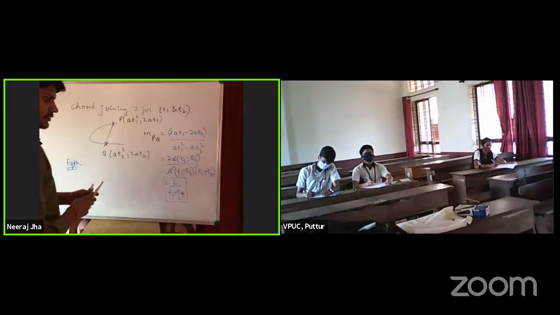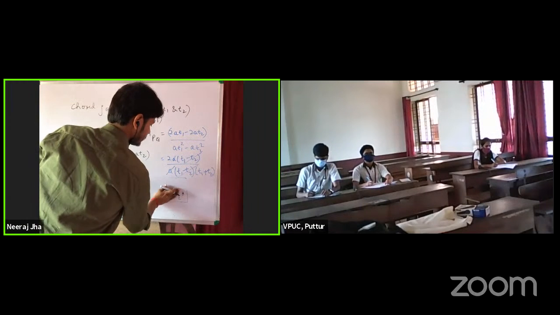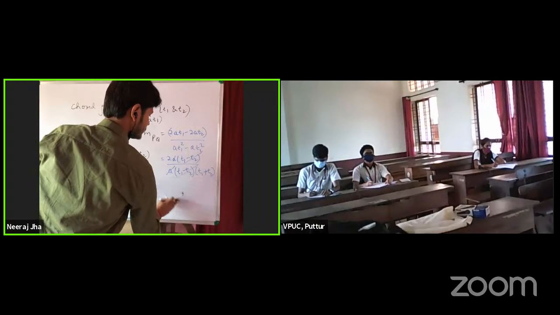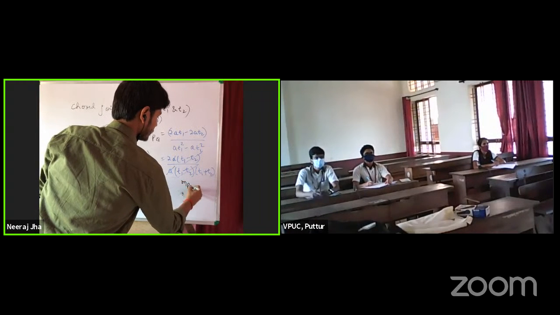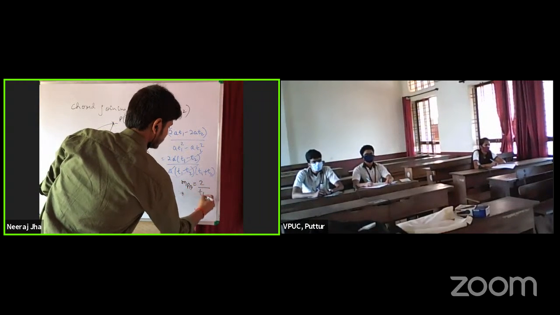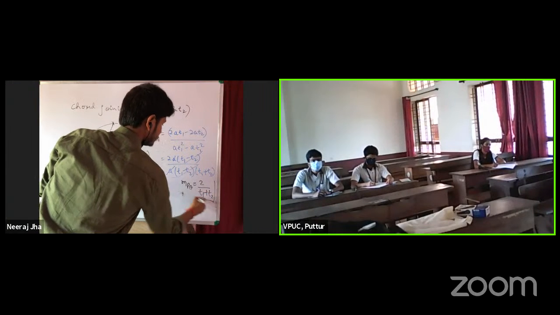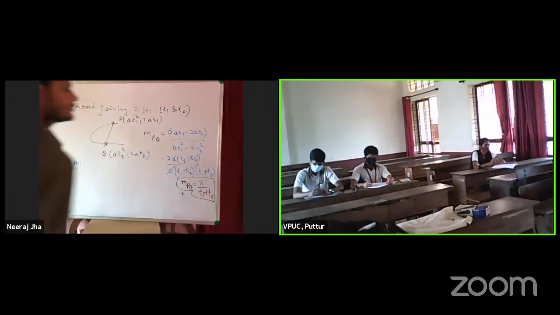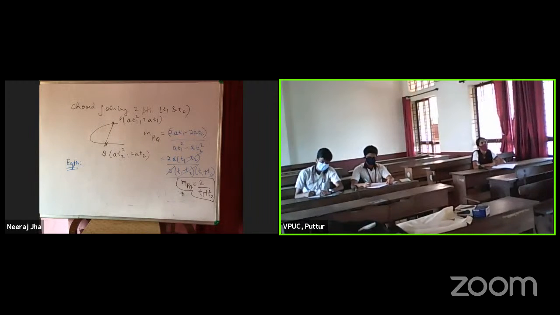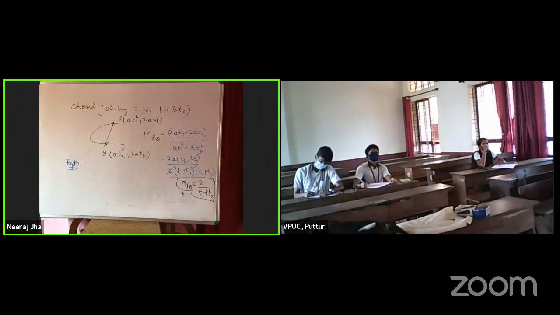Slope of this PQ is 2 upon t1 plus t2. Slope I have found, 2 upon t1 plus t2. You have to learn it. Remember it please. Slope of this line, this chord, is 2 upon t1 plus t2.